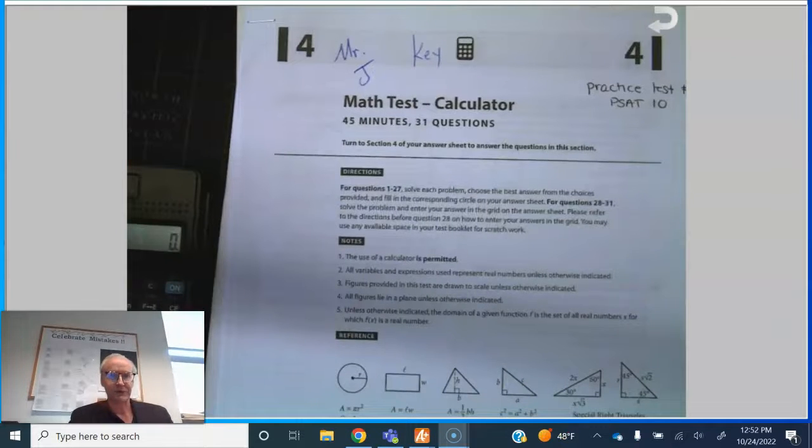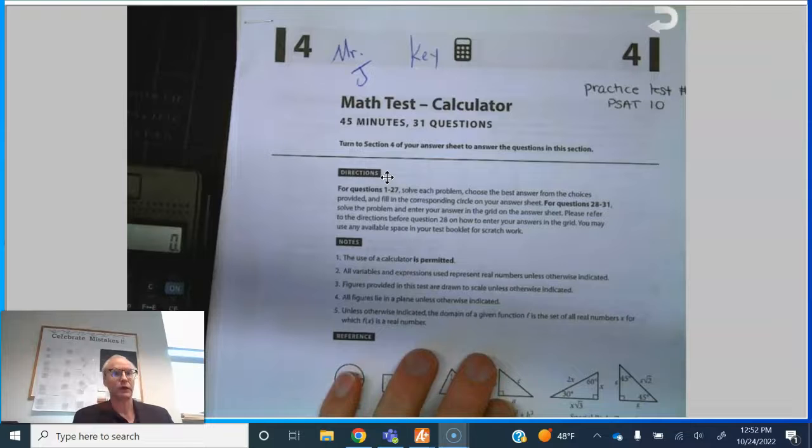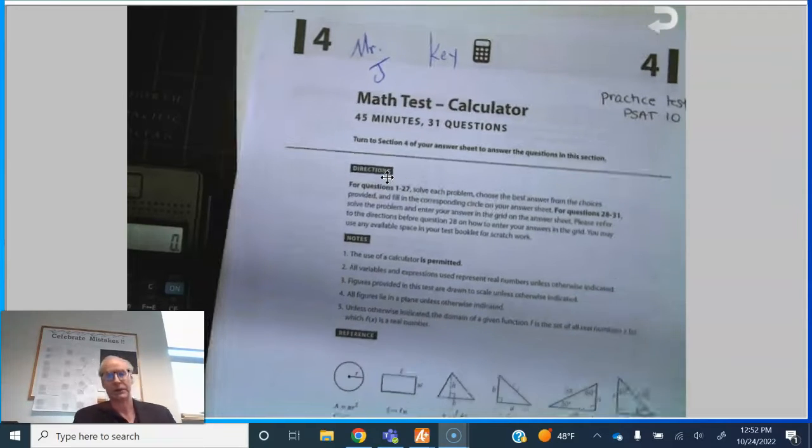Hi, folks. We're going to be doing the math test calculator section. This is section 4. There's 31 questions. You get 45 minutes. I'm doing this with no preview, so it's possible I could make a dumb error, but hopefully not.